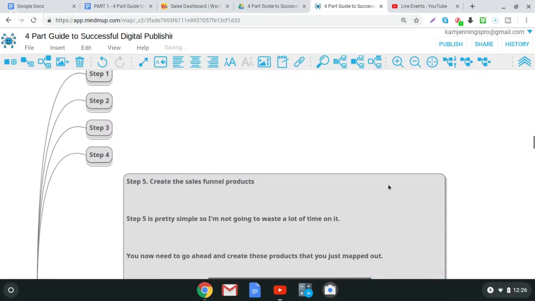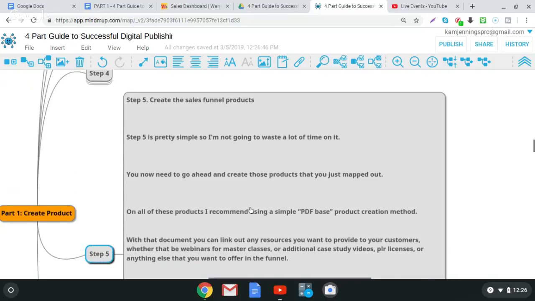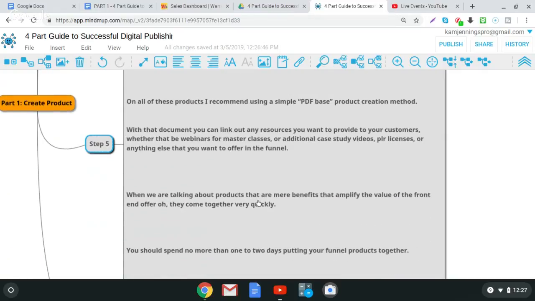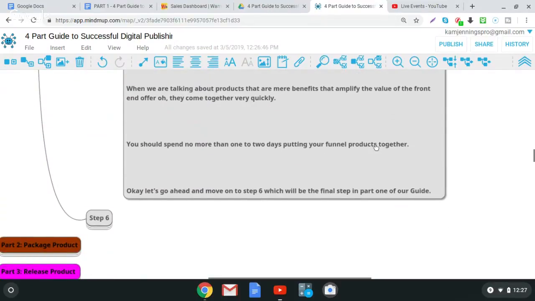Step 5, create the sales funnel products. Step 5 is pretty simple, so I'm not going to waste a lot of time on it. You now need to go ahead and create those products that you just mapped out. On all of these products, I recommend using a simple PDF-based product creation method. With that document, you can link out to any resources you want to provide to your customers, whether that be webinars for masterclasses or additional case study videos, PLR licenses, or anything else that you want to offer in the funnel. When we were talking about products that are mere benefits that amplify the value of the front-end offer, they come together very quickly. You should spend no more than 1 or 2 days putting your funnel products together.